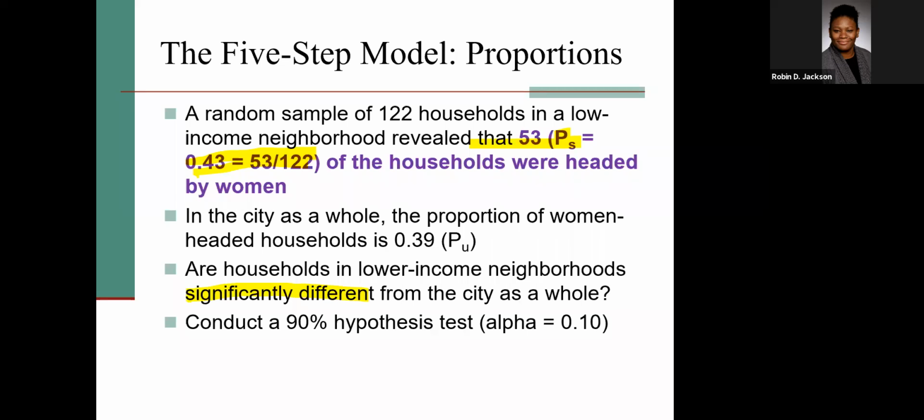There's nothing here that suggests a direction. The question does not ask if there are more women-headed households in low-income neighborhoods than there are in the city as a whole. If that were the question, then we'd have a 1-tailed test. But since the question is only asking whether the sample proportion is different from the population proportion, and we know there's no direction specified or predicted, we can conclude that this is a 2-tailed test. Then we have to determine the Z critical for a 2-tailed test with an alpha set at 0.10. And that's going to be plus or minus 1.65. Now we can begin the process of the 5-step model.